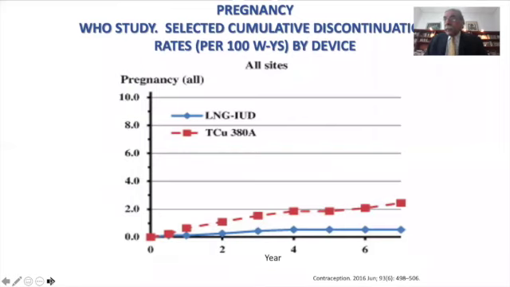What about pregnancy? Obviously, any pregnancy with an IUD in situ must be interpreted as unplanned pregnancy. This is the WHO study published in 2016 with follow-up up to 6.5 years. The pregnancy rate among copper T380 IUD users was 2.1 cumulative, and for the levonorgestrel IUS was 0.2 cumulative up to 6 years. It includes all sites, including the China site of the study.